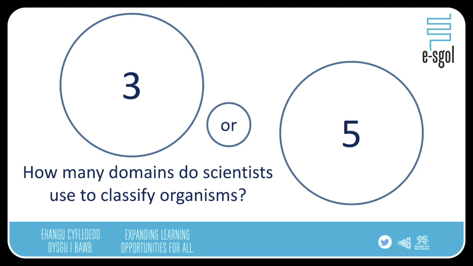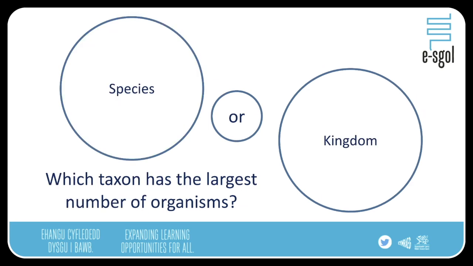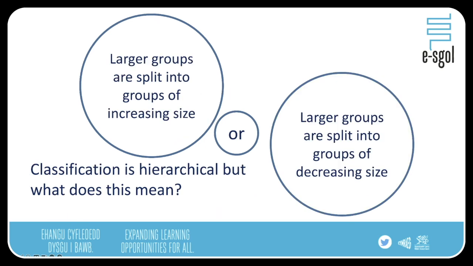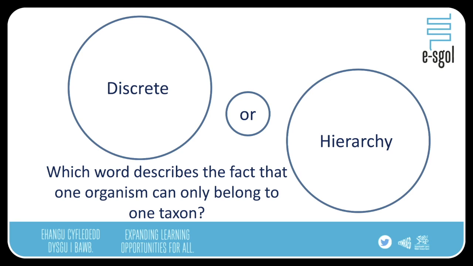How many domains do scientists use to classify organisms? 3. Which taxon has the largest number of organisms? Kingdom. Classification is hierarchical. What does this mean? It means that larger groups are split into groups of decreasing size. Which word describes the fact that one organism can only belong to one taxon? Discrete.